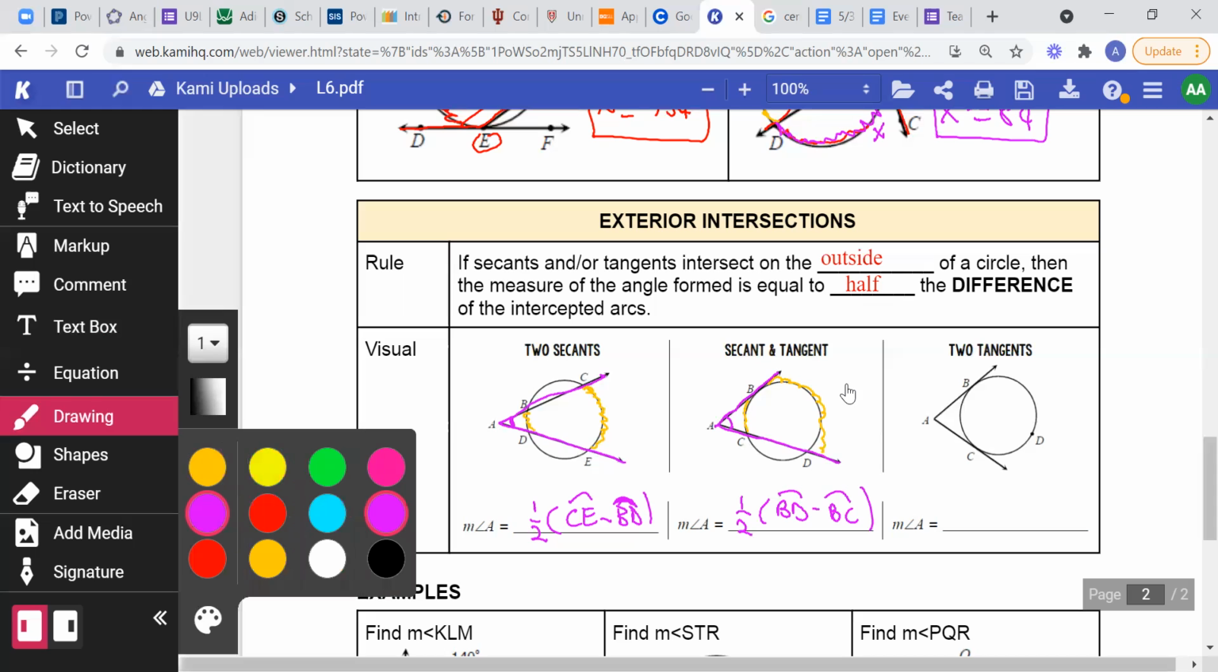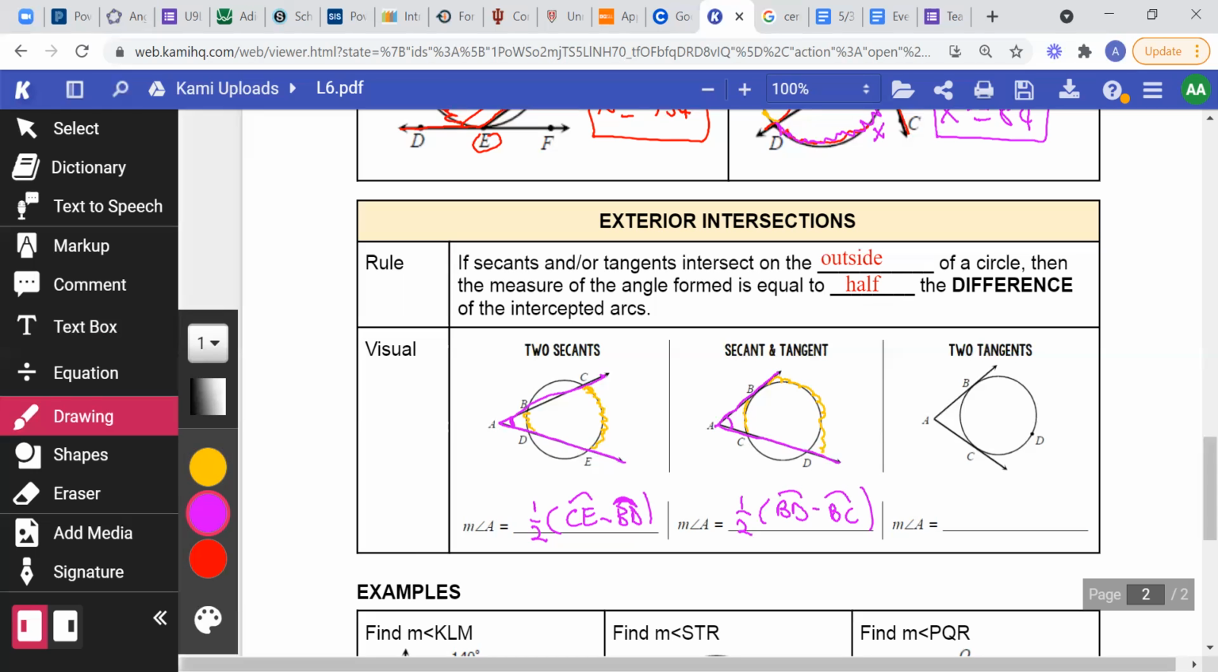And the last one here, we only have two tangents. AB touches the circle at B, and AC touches the circle at C. So the two of them are tangents. If you want to find the angle at A, the angle outside, then you look at the big arc formed far away, and the baby arc.